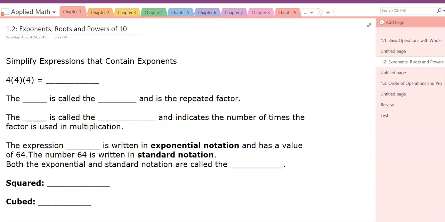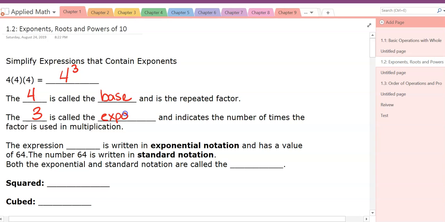So if we have something that looks like this, 4 times 4 times 4, we can rewrite that using an exponent. So we can have 4 raised to the third power. And so the 4 is called the base, and that's the repeated factor. So that's the piece that you're taking times itself. The 3 is called the exponent, and that indicates the number of times that the factor is used in the multiplication. So when I see that 3, that means that I took 4 times itself 3 times.